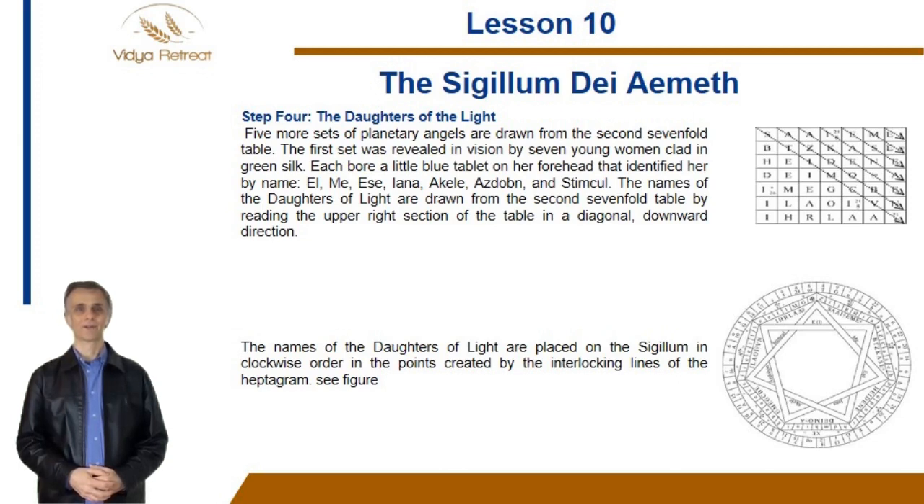The names of the Daughters of Light are drawn from the second seven-fold table by reading the upper right section of the table in a diagonal, downward direction. The names of the Daughters of Light are placed on the sigillum in clockwise order in the points created by the interlocking lines of the heptagram. See figure.